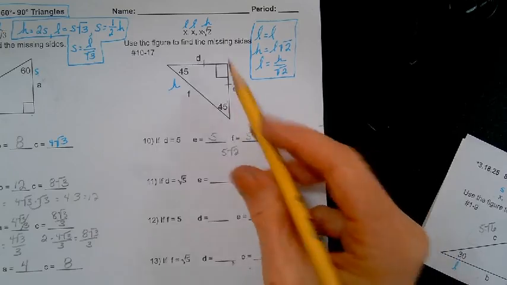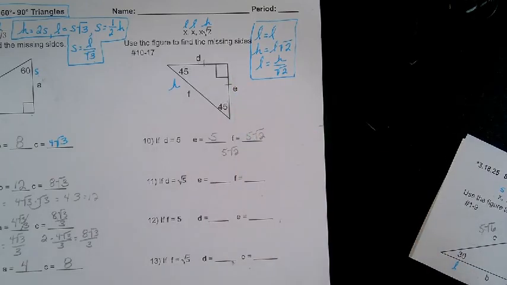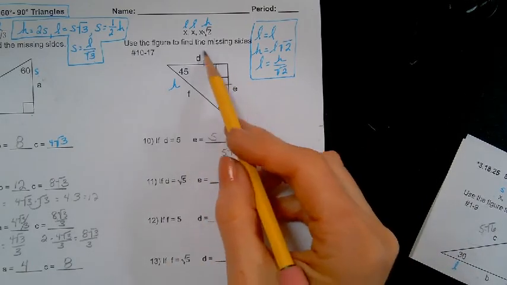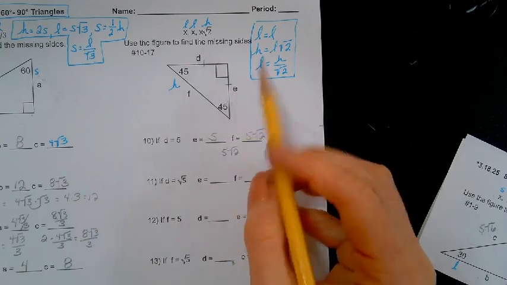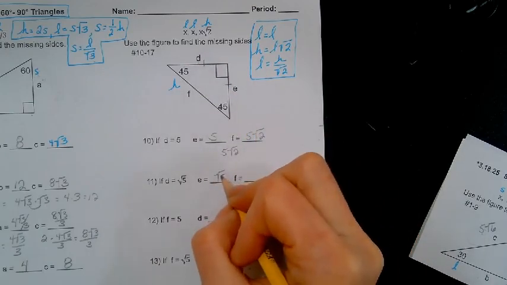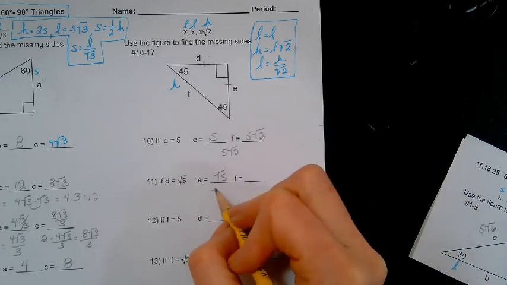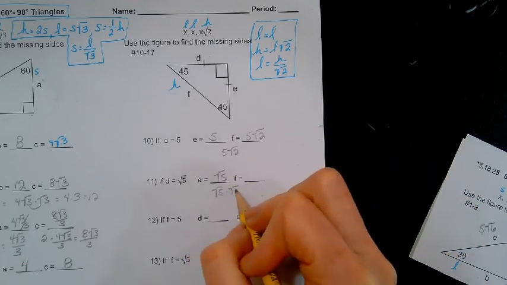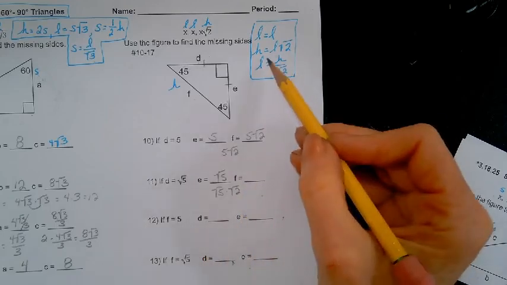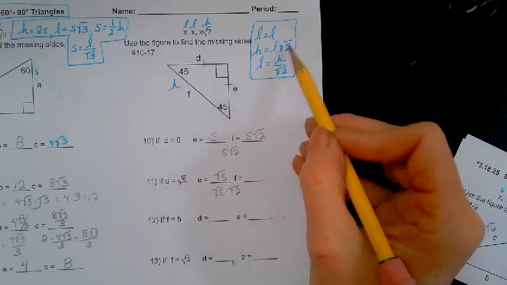Okay, if d equals square root of 5, then e is square root of 5, because they're congruent. And f is equal to square root of 5 times square root of 2. To find the hypotenuse, you take the leg and multiply it by square root of 2. So that's square root of 10.